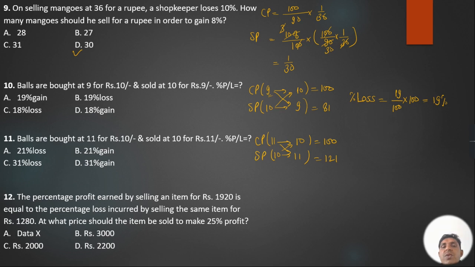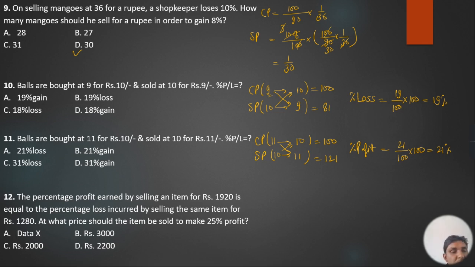Here the value of selling price is more than cost price, so percentage profit will be equal to the difference between these two. The difference is 21, divided by the cost price, that is 100, and multiplied by 100. So you will get the answer, which is 21%. I guess the concept is clear. What you have to do is just cross multiply the numbers and find out the value of cost price and selling price respectively.